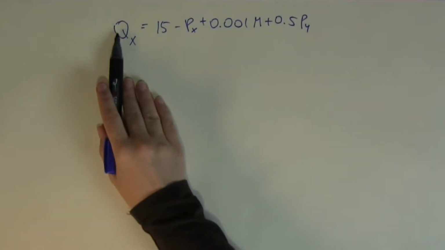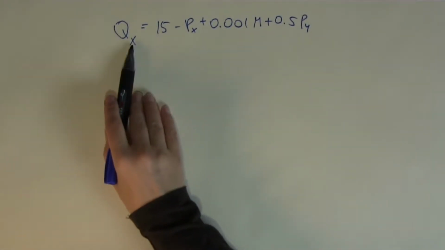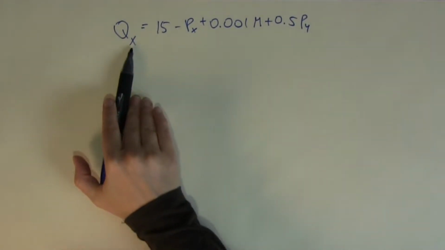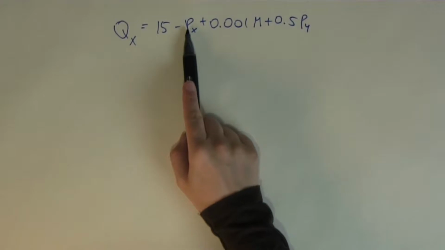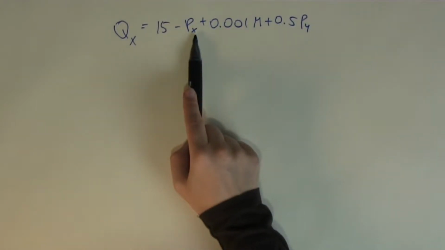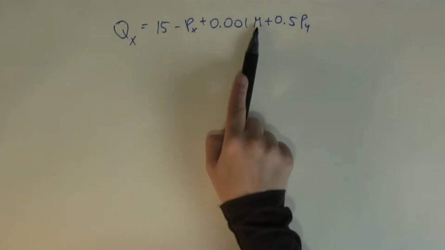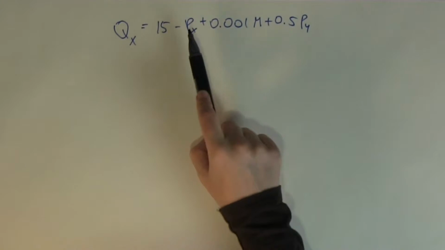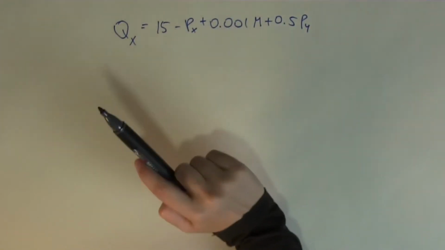Well, Q is always quantity and X is one product, so it's the quantity of product X. P is always price, and because X is here again, we're talking about the price of product X. Capital M usually refers to income, and Py refers to the price of product Y. So there are two different product prices involved in this formula.